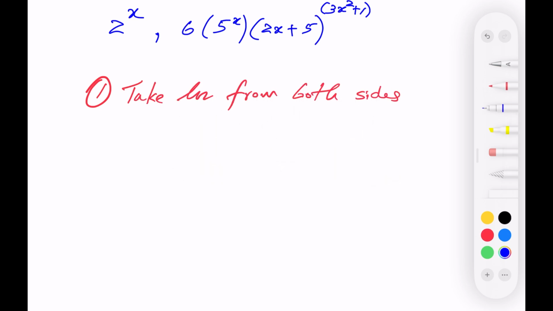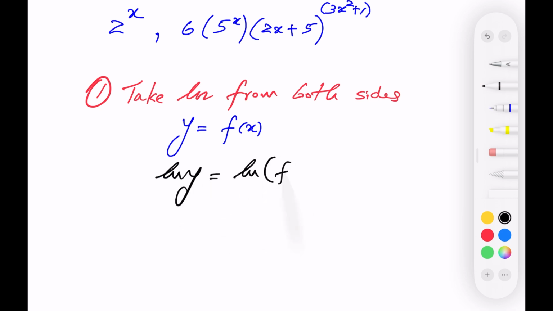When I say both sides, please remember that I'm talking about a function of the form y equals f of x. On the left hand side, you only have a y. So when you take natural logarithm, on the left hand side you can write this as natural logarithm y. On the right hand side it will be natural logarithm f of x. For this process, of course, f of x should be positive.